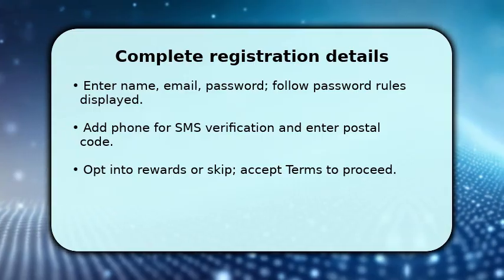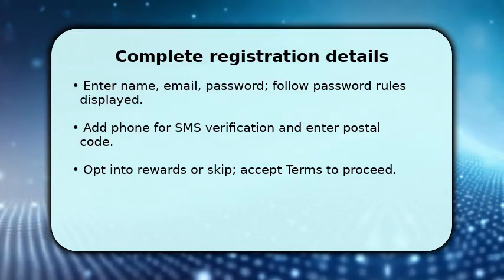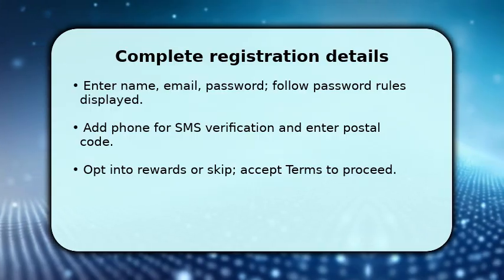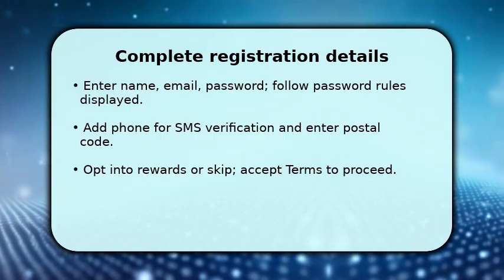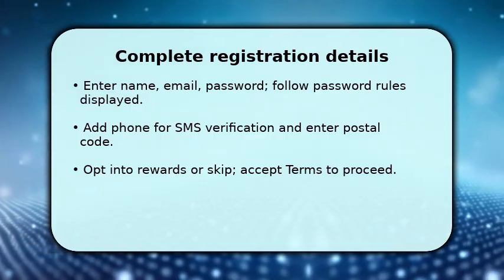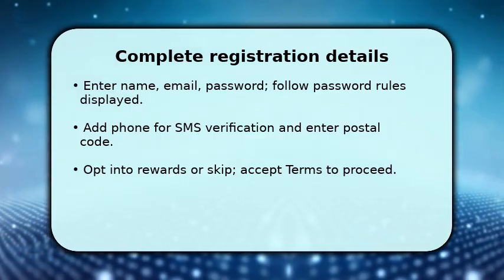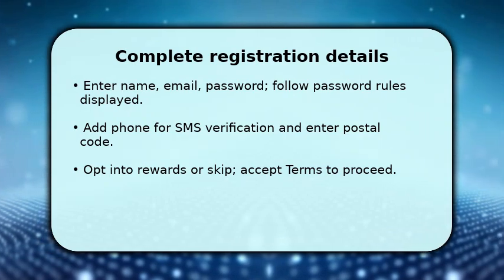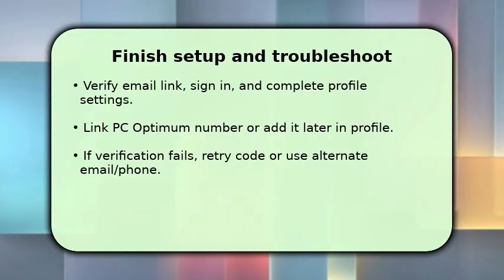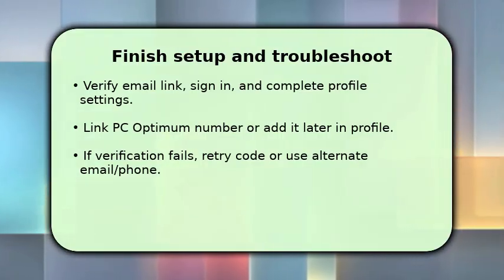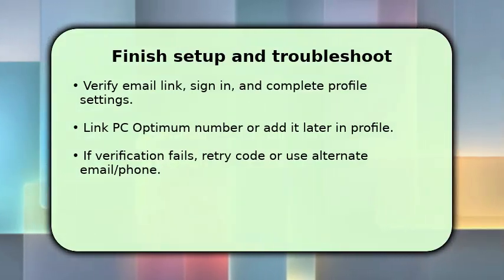When prompted about PC Optimum or loyalty linking, decide now because linking saves points automatically. You can also skip and add later. Once done, accept terms and privacy, so the system allows account creation and moves you forward. You finish by clicking the email verification link and signing in to confirm the account. This finalizes credentials and unlocks ordering.